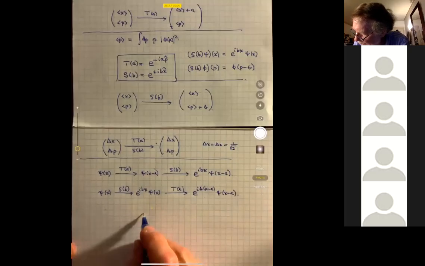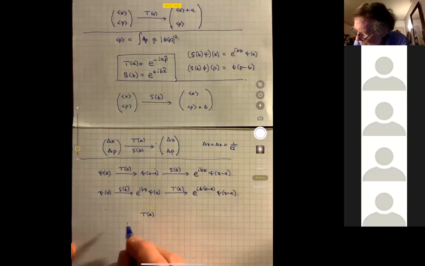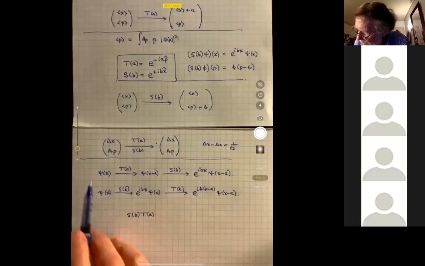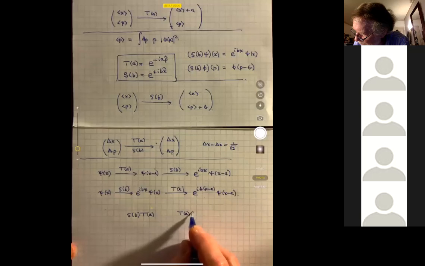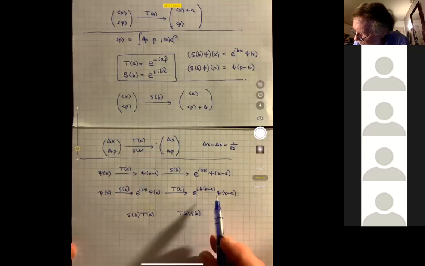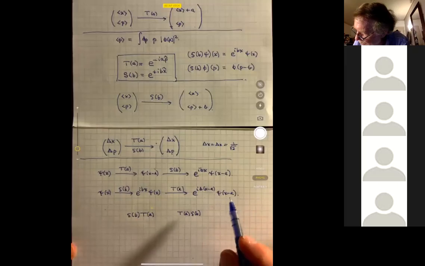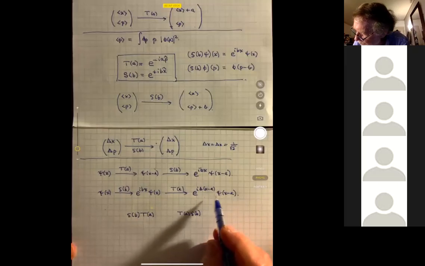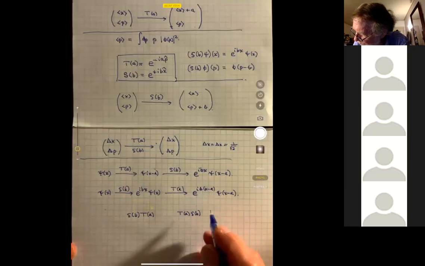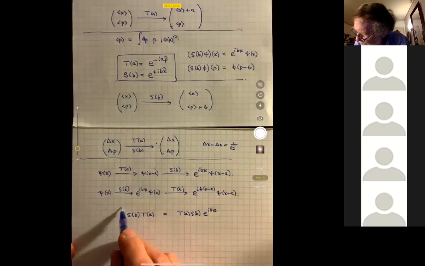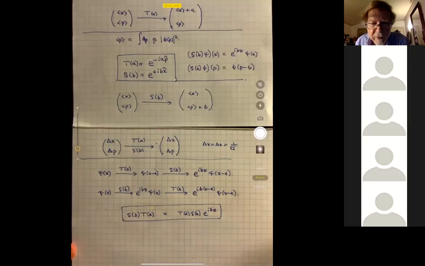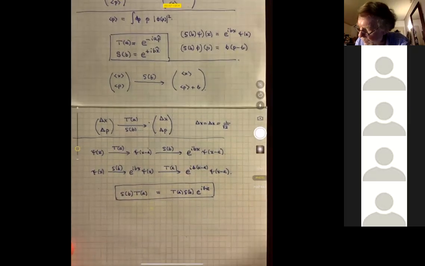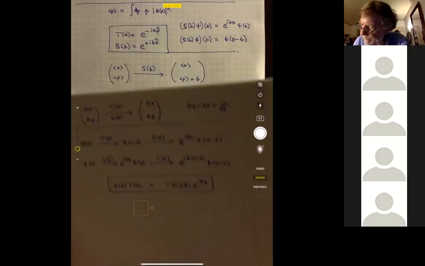So what we see is that applying T of A first and then S of B second, which is what we did in the top row, versus applying T of A second and S of B first, which is what we did in the bottom row, the answers aren't the same. To make them the same, I should multiply the second row by e to the plus i b a. So we get this identity here. This is a kind of non-commutation relation between these S of B and T of A operators.